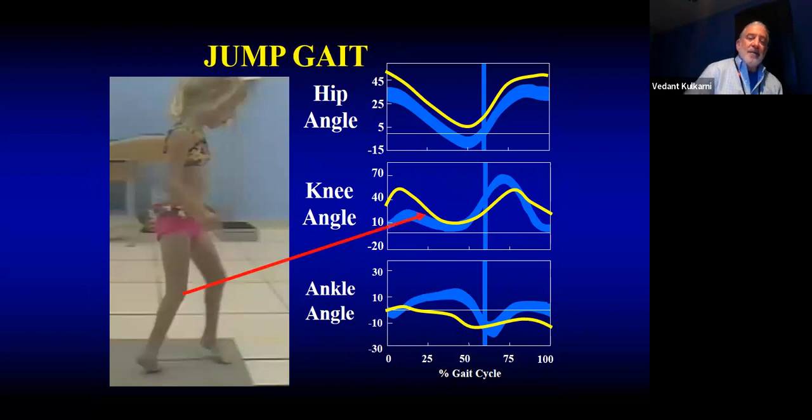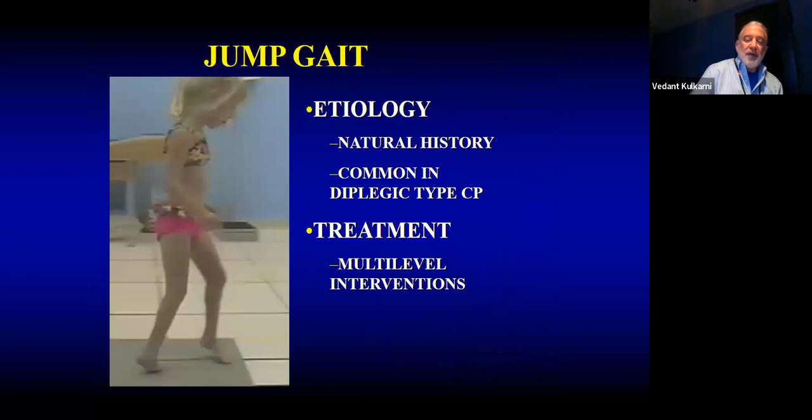Anyway, jump gait is characterized by increased knee flexion early in stance with recovery by mid-stance. The hip is typically flexed as well, and there's ankle plantar flexion. This is jump gait. Jump gait is very common. It's part of the natural history of how gait develops in children with CP, particularly those with diplegic or bilateral CP. And our challenge here is to figure out which of these levels have primary or secondary causes, and then perform simultaneous multi-level interventions to correct them.